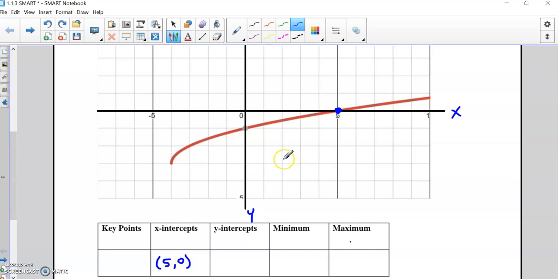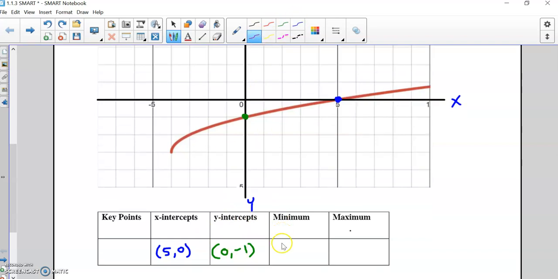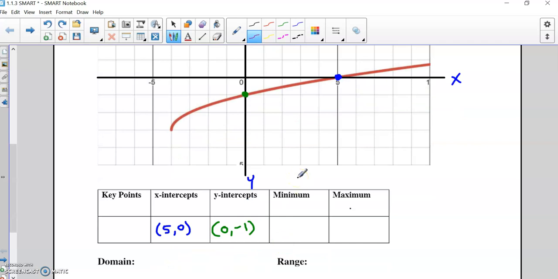All right, next we have y-intercepts. Similarly to x-intercepts, we're looking for a point that goes through the axis, but this time it's the y-axis. So that's going to be this point right over here. This is the point on the graph that goes through this thick black line, and that is (0, -1). Remember, x-intercepts always have a 0 in the y spot, and y-intercepts always have a 0 in the x spot.